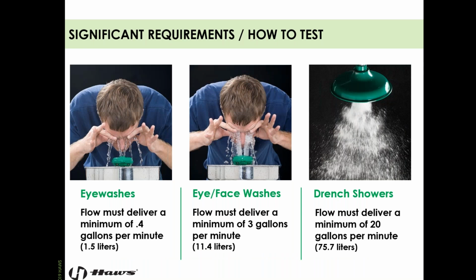Eyewashes. So these are minimum flow requirements for each type of equipment. And there are 3 primary types out there. You have your eyewashes, okay? The flow for this has to deliver 0.4 gallons per minute, and that's because you're only delivering 2 streams of water, and that's it. Now an eye face wash has a lot more water. It's covering your forehead, your cheeks, your eyes. It's a face wash. So the minimum amount of water for that is 3 gallons per minute, okay? A drench shower is 20 gallons per minute, and these are all bare minimums, okay?